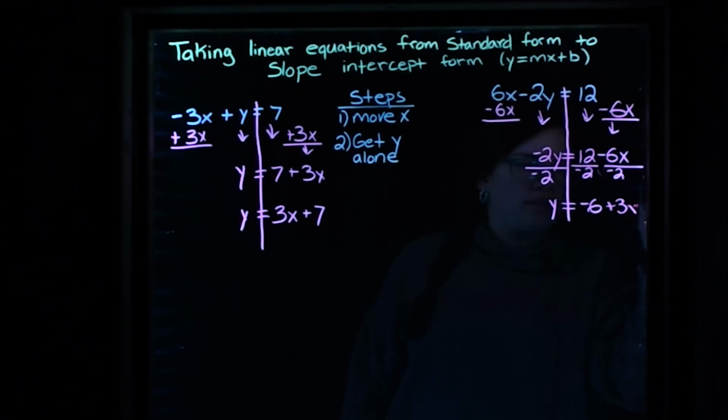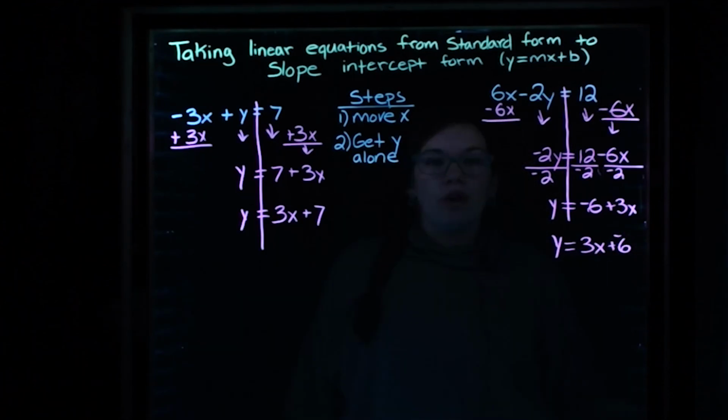Got to keep that x. So again, I can rewrite it if I want with that mx and then plus b. I'm doing minus b, or you could do plus a negative. And that's it. A quick reminder, always move your x over and then get your y alone, and you're done. See you in the next one.